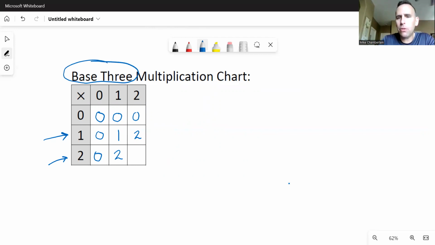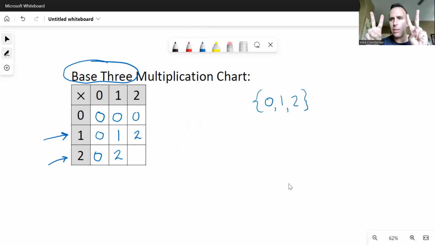Remember, we are in base 3. In base 3, we only use the digits 0, 1, and 2. We don't even have a 4. But it is still 2 times 2, so it's this many, and we just have to count this many in base 3. So we have to know our counting. It all comes down to counting. 1, 2, 10, 11. And that is our answer.